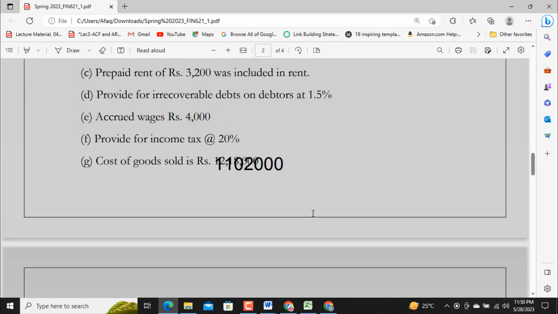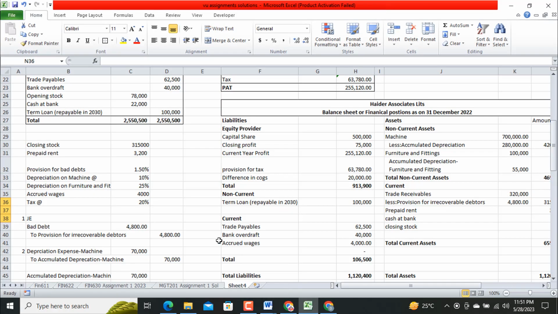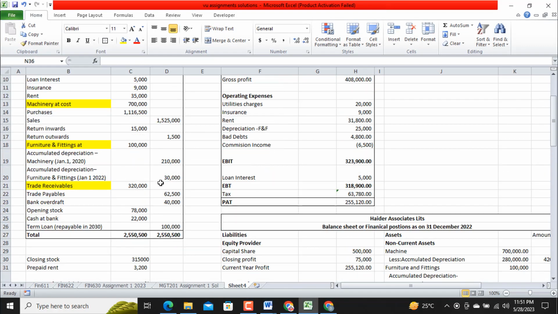Now if you have understood which accounts are affected, we first highlight those, then we pass the relevant general entries, and after that we post those values into their respective accounts. So let's move to the solution that I have made in an Excel worksheet. So here is the solution. This is a trial balance that I have checked, it is correct, both balances are here.